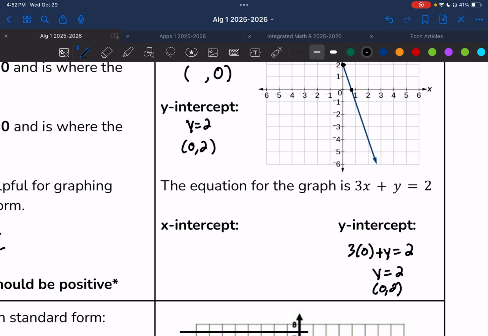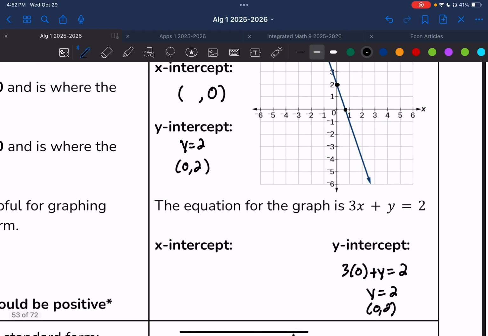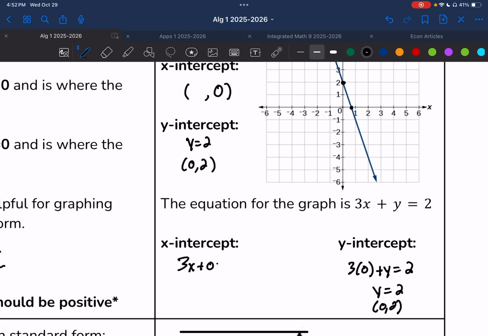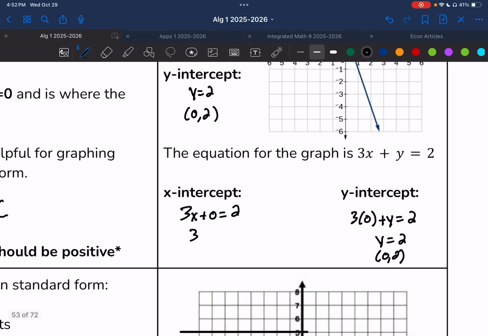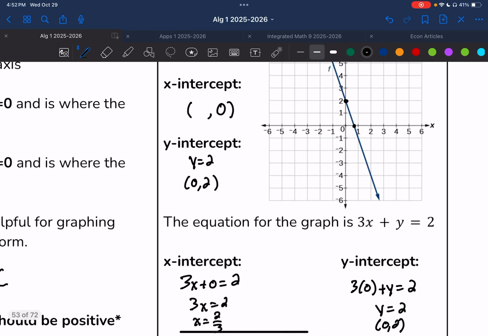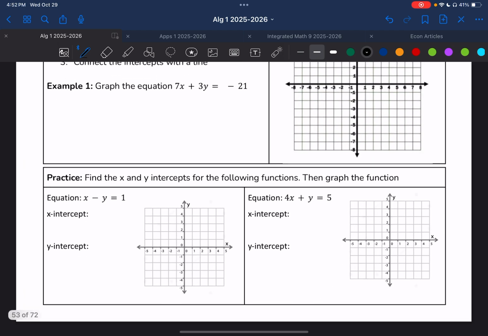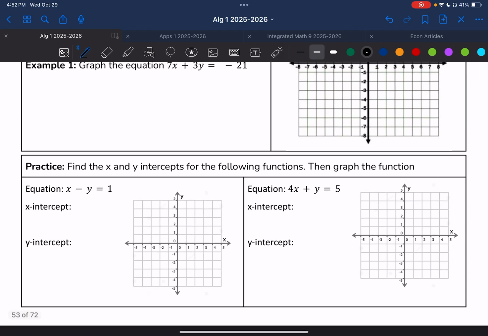Now to find the x-intercept, we want to plug in 0 for the y. So it's going to look like 3x plus 0 is equal to 2, meaning that 3x is equal to 2, and x is equal to 2/3, meaning that now we can see that our x-intercept is going to be located at 2/3, comma 0, and that's what we see there. So in general, if you want to plot a function from standard form, the process is you plug in 0 for x and solve for y, plug in 0 for y and solve for x, plot both of those points, and then you know the line is what connects them.